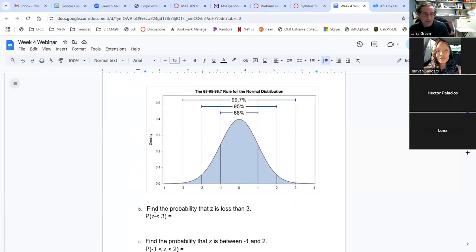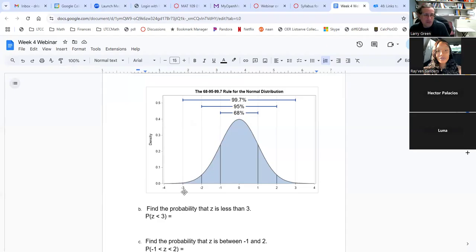Okay, so now find the probability that Z is less than 3. So here's 3 over here. We want to find out the probability that Z is less than 3. Any ideas how we might want to do that? Okay, I guess you may not come up with it because it involves a little bit of math, nothing too hard though. So the way you do it is you say Z is less than 3 is all of this stuff to the left of 3.